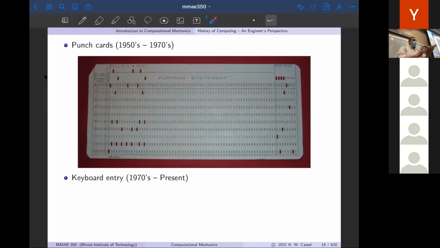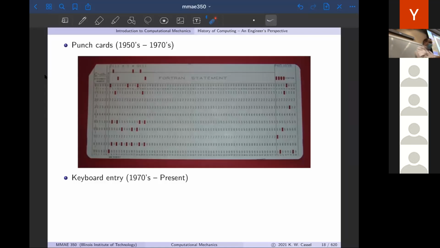And then guess what? You had to put them in order. You can't change the order of your lines of code. You have to get them all back into the exact same order they were. And then you feed it into the reader. So it was a horrible era, horrible. And thankfully I came just at the end of that era.